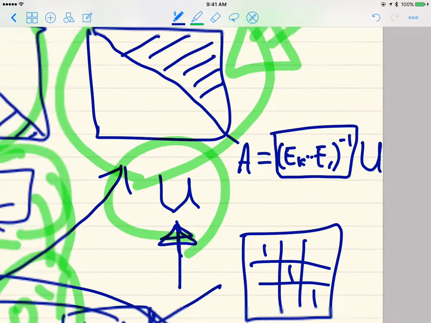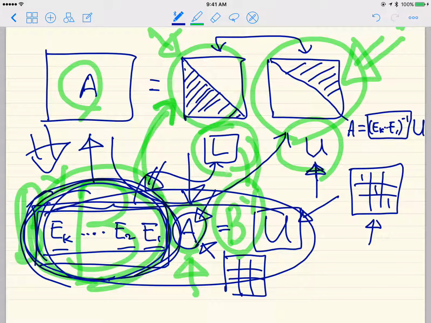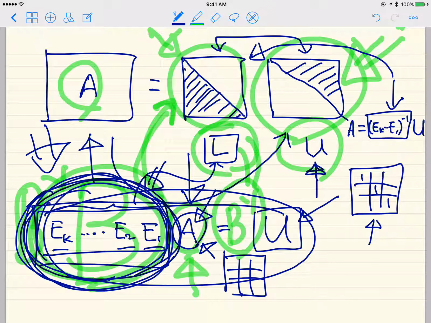If you remember the two questions that I raised at the beginning of the lecture: is this part invertible? Now we have an answer, yes. And the next question is, does this part have a lower triangular shape?